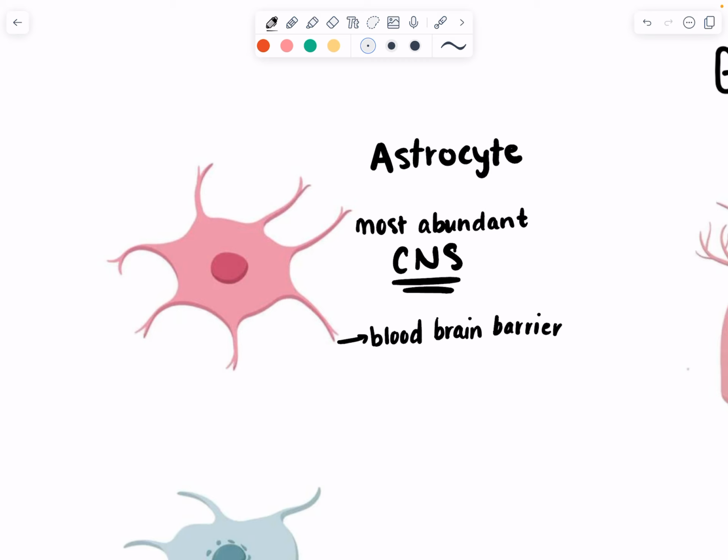So the astrocytes have a lot of different functions, but the main thing is that they are the most abundant and they are the support. They just support the neuron. They're my support staff. That's my astrocyte.